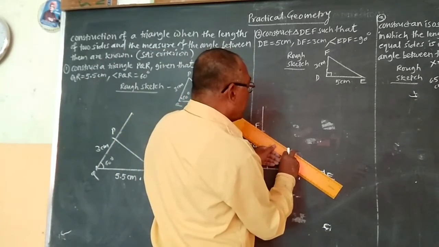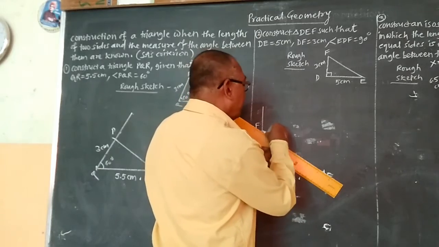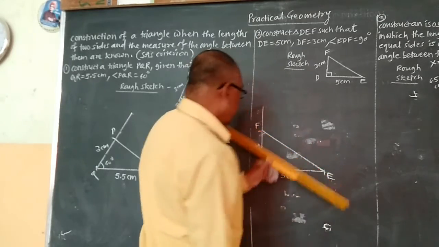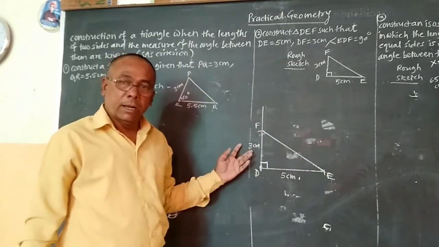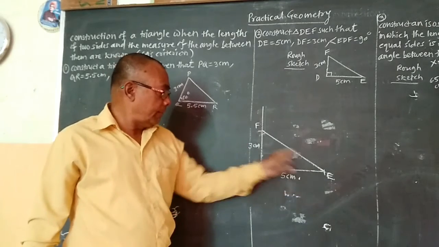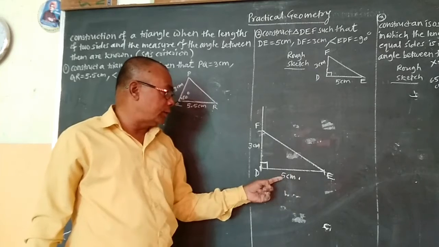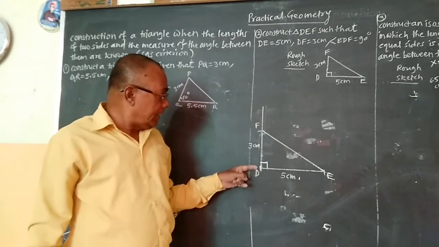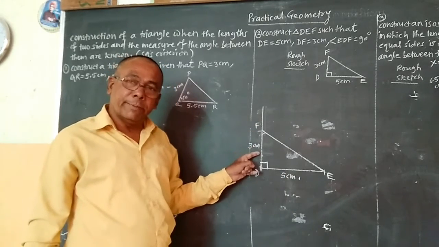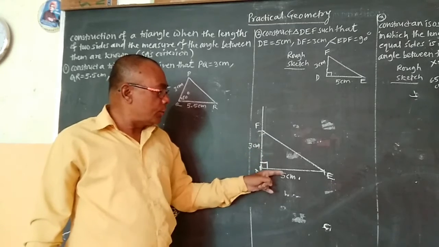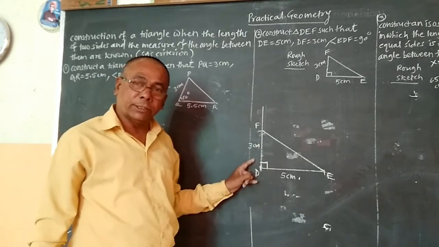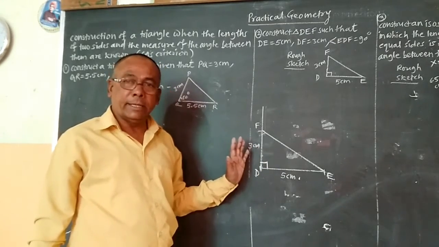by joining E and F, we will get the triangle DEF of the given measure, that is DE is equal to 5 cm, DF is equal to 3 cm, and the angle included by these two sides is 90 degree.